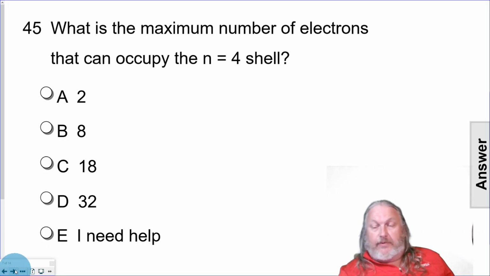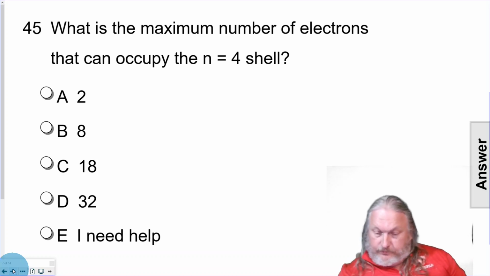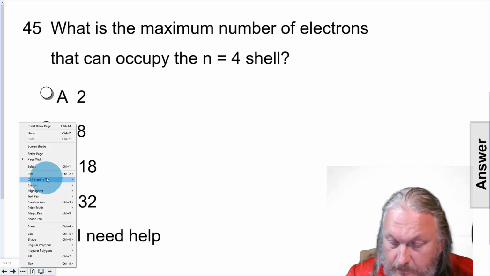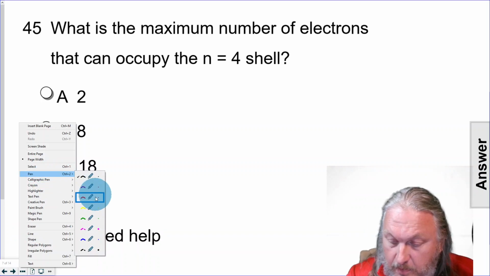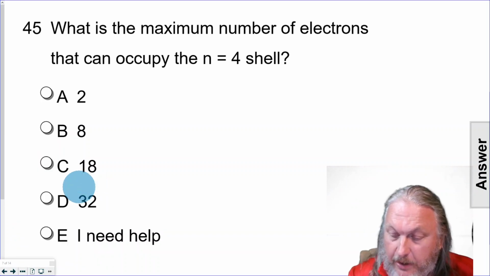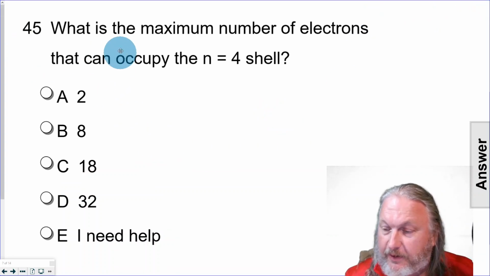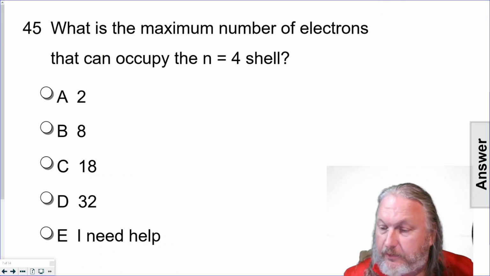What's the maximum number of electrons that can occupy the N4 shell? Pause. Well, I can draw this out. Let's hope I can. Oh, I got to turn off my little blue thing. So I'll do that real quick.